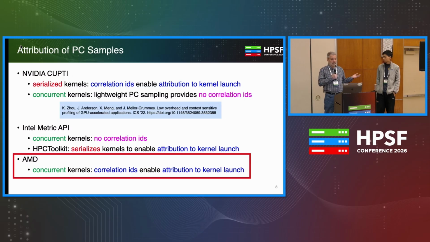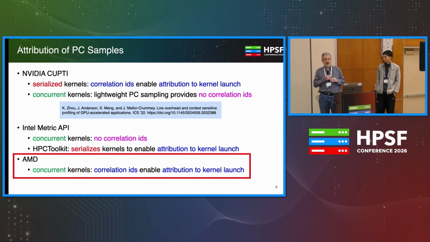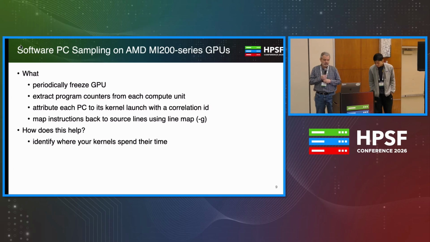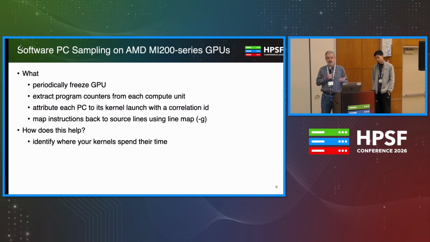And so in our tool, we built something that serializes kernels as a stopgap solution. The best case was that we were able to talk AMD into putting support into their ROCprofiler SDK, where they will actually give us a correlation ID for every PC sample, so we can tell which kernel launch it was associated with, and so we know what thread and what instance of a kernel launch the performance information came from.